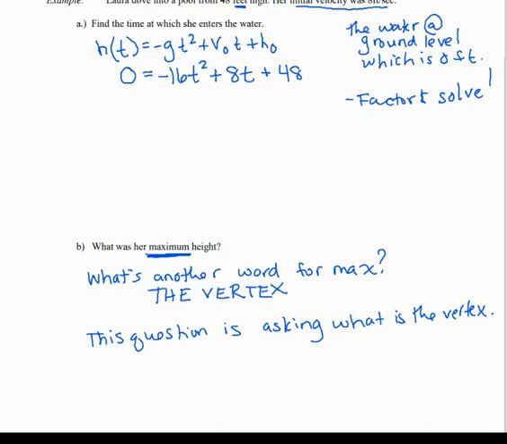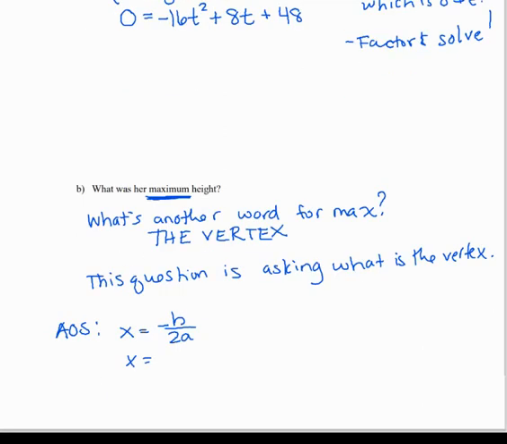So let's do that. How do I find a vertex? Well, if I'm not in vertex form and I'm in standard form, I start by finding our axis of symmetry. X equals negative b over 2a. So I take my equation and I plug in those values. X will equal negative 8 all over 2 times negative 16. If I simplify that, that gives me negative 8 over negative 32, which is 1/4. That is not my answer, right? We need to find the entire vertex.